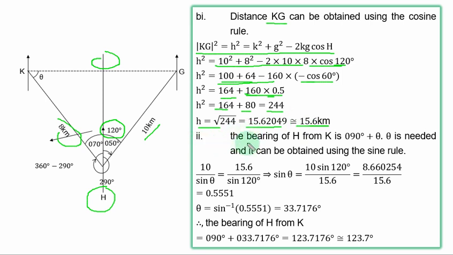Roman figure 2, the bearing of H from K, it is 90 degrees plus theta. From here is 90 degrees to this place denoted by theta. Theta is needed and it can be obtained using the sine rule, because we know this side and the angle facing it. This needed angle, the side facing it, is also known. So to use the sine rule, you need one complete side. That is the side and the angle opposite it.